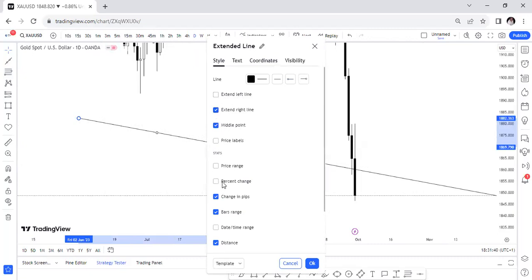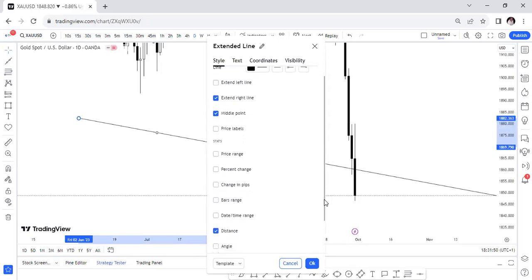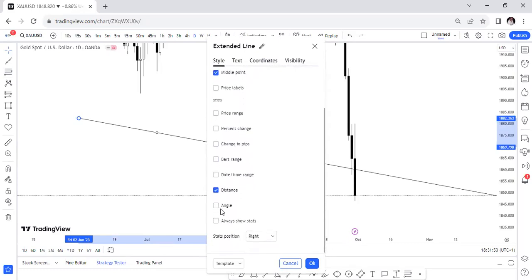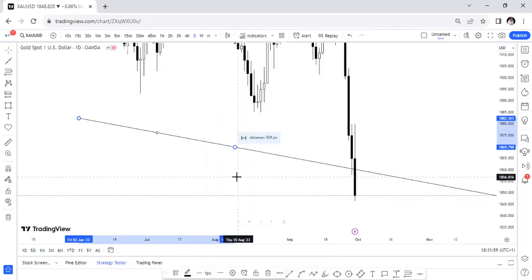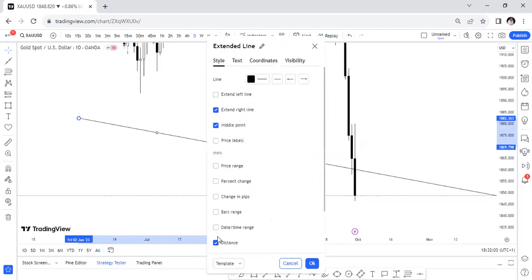You don't need the price range. You don't need percentage change. You don't need the change in pips. You don't need all these things. Just choose only extended right line, and then the midpoint. Even distance, you may not need. The angle too, you may not need it. Just okay. That's all you need.